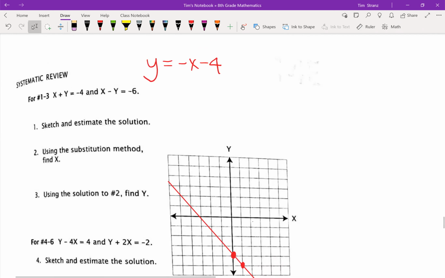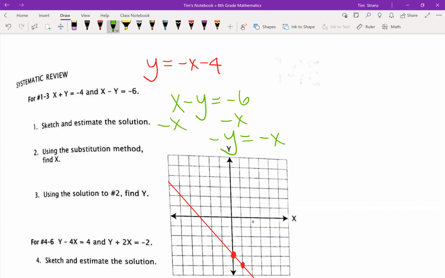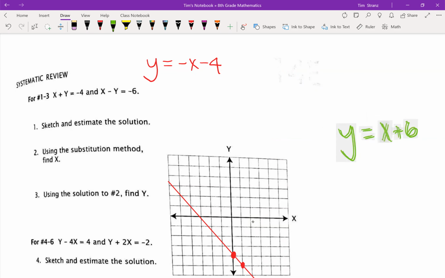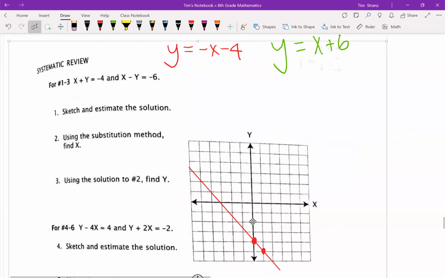Now for my second line, I'll do it in green. We have x minus y equals -6. To graph it, I'll put it in slope-intercept form, which makes it easier. I'm going to subtract x, which leaves -y equals -x minus 6. To get that negative to be positive, I'll divide everything by -1. Now I have y equals x plus 6. I'm going to move my second equation up by my first one, and now I'll graph that one.